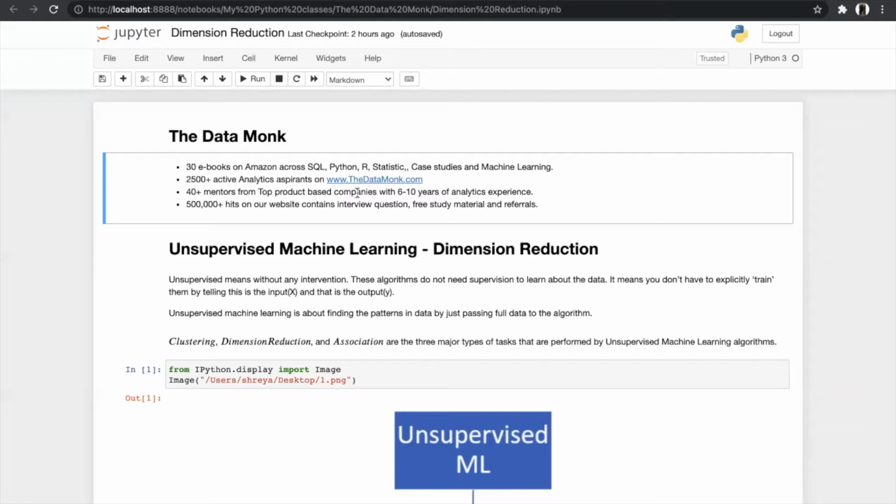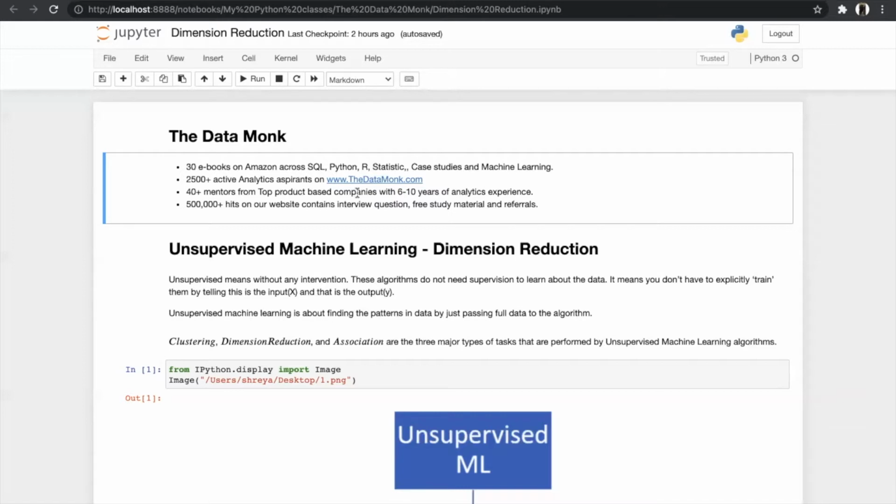So let us start with unsupervised machine learning. First of all, what do we mean by unsupervised machine learning? As we have already discussed supervised machine learning, in supervised machine learning we have an input and an output, and we have to predict the output. But in unsupervised machine learning, we do not have the output. We do not have to explicitly train our data by telling it that this is the input and this is the output. Unsupervised machine learning is about finding patterns in the data just by passing the full data to the algorithm.